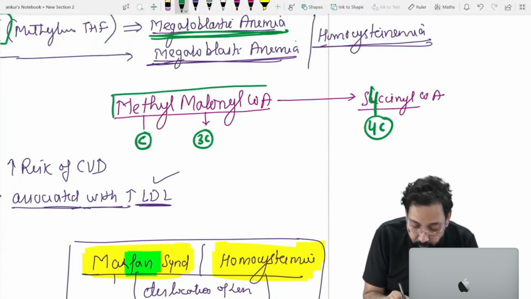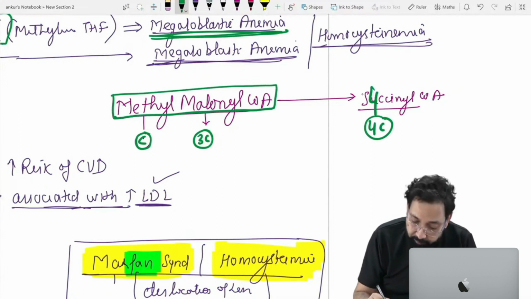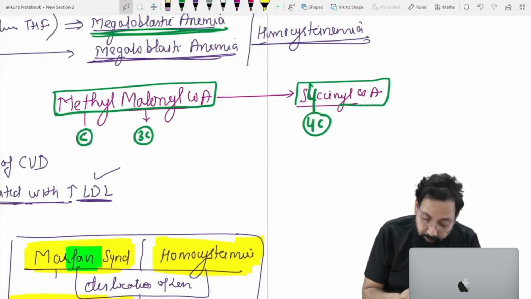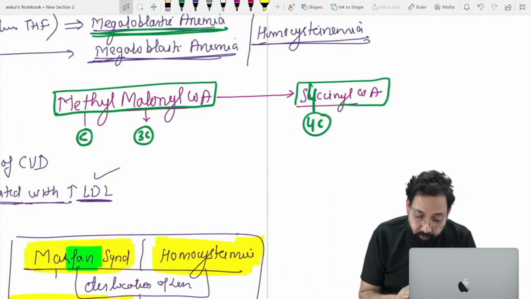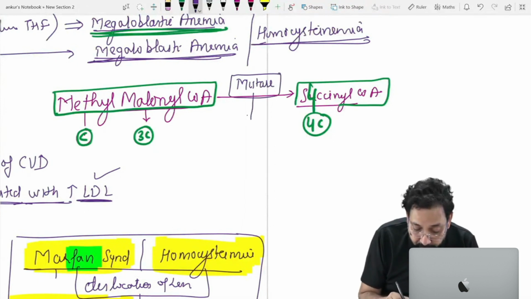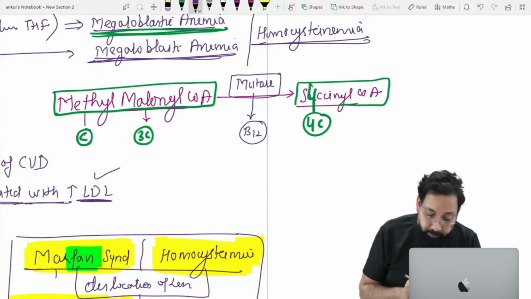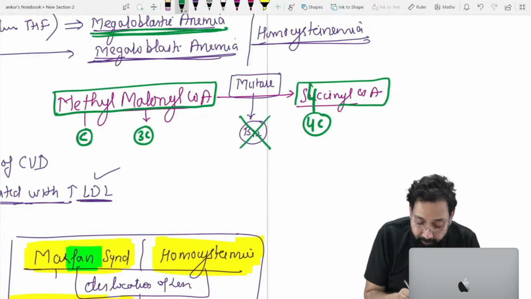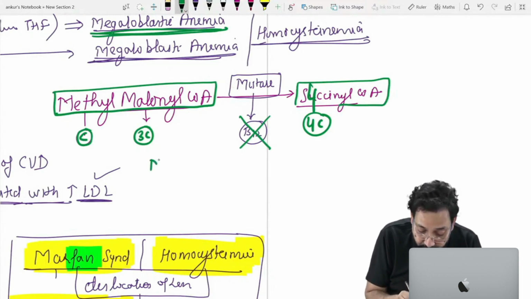This methylmalonyl coenzyme A can easily convert to succinyl coenzyme A, because 1 carbon plus 3 carbon is 4 carbon. So this is a mutase. The name of the enzyme is methylmalonyl coenzyme A mutase, and this mutase requires B12 as a cofactor. If B12 is deficient, then methylmalonyl will increase and there will be methylmalonyl aciduria.